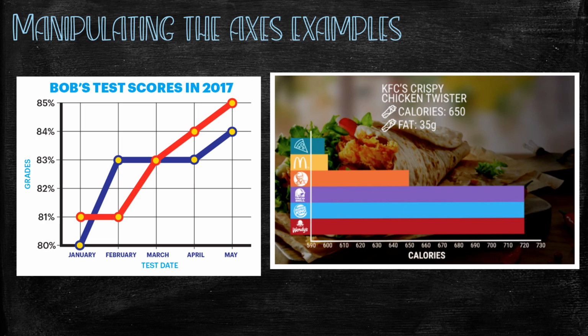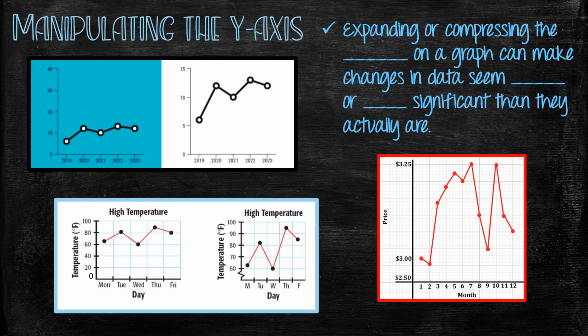The next graph, KFC's crispy chicken tenders. Okay, so we have calories. This is a horizontal graph. So it exaggerates the differences because our starting number on the x-axis is 590 instead of 0. Manipulating the y-axis, expanding or compressing the scale on a graph can make changes in data seem more or less significant than they actually are.